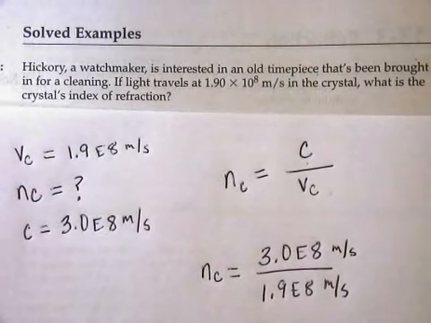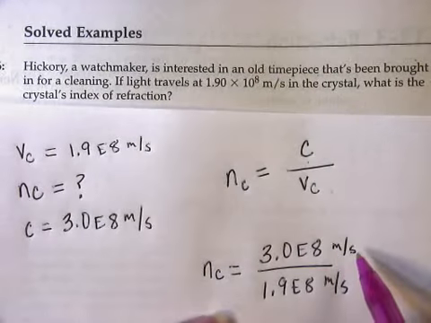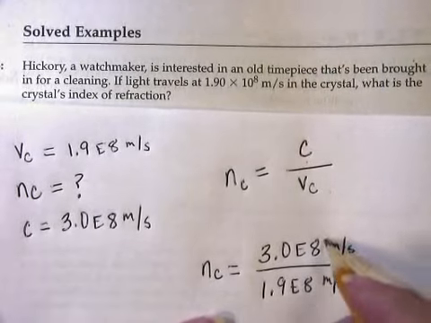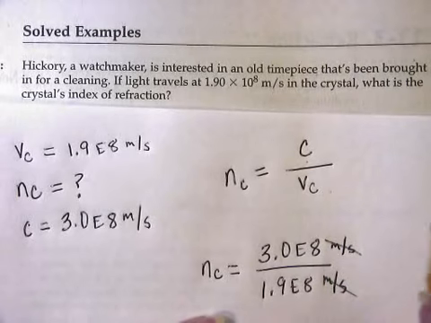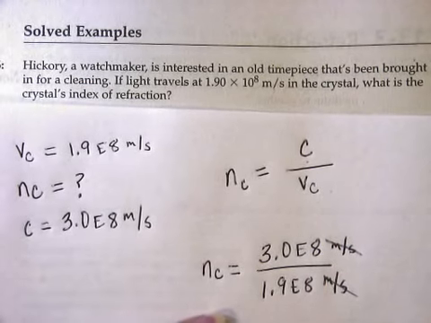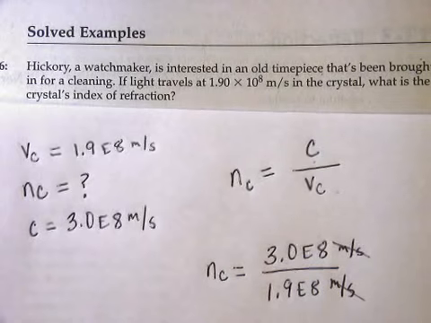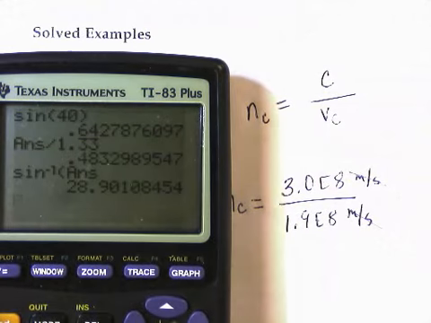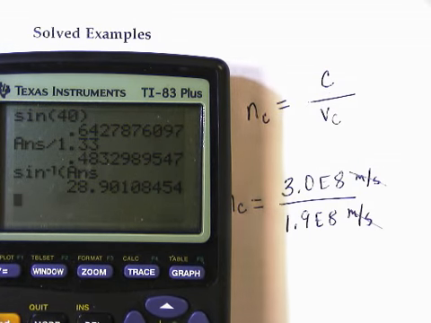Now, when you start doing your division, what you're going to find is that the meters per second here cancels out your meters per second on the bottom, and so there are no units for the index of refraction. This is simply a plug and chug type of equation. So take your calculator, and I'm going to go over again the importance of entering the numbers in your calculator as the E function and not times 10. That will throw your answers off.